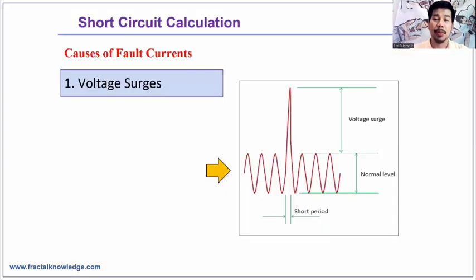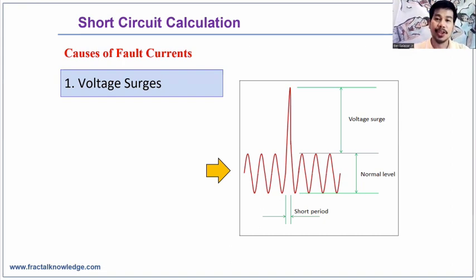Our first cause is voltage surge. Voltage surge happens in a very short time period, as you can see in the sinusoidal waveform in the figure on your screen. Those surges, if not controlled, are detrimental to our equipment and operation. It can damage insulation, which will then result in a short circuit.